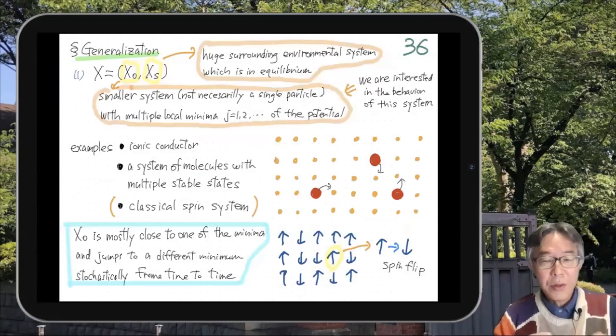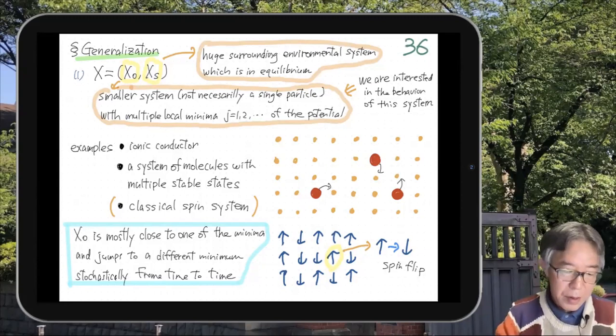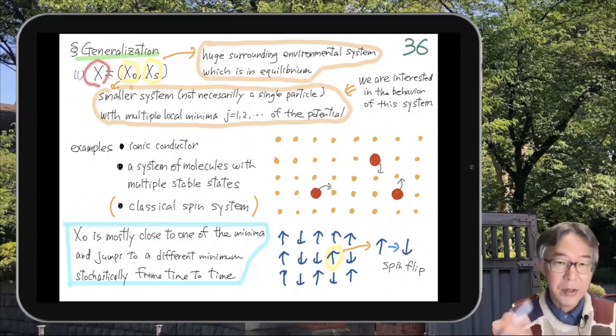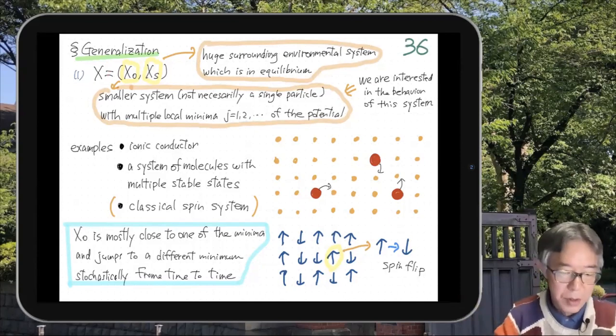Okay, so I want to generalize this consideration of detail balance condition to a more general class of models that we are going to consider in parts 3 and 4 of this lecture. As usual, this x denotes the whole coordinate, the coordinate of the whole thing that we consider, and we assume that it's decomposed into two parts, x0 and xs.